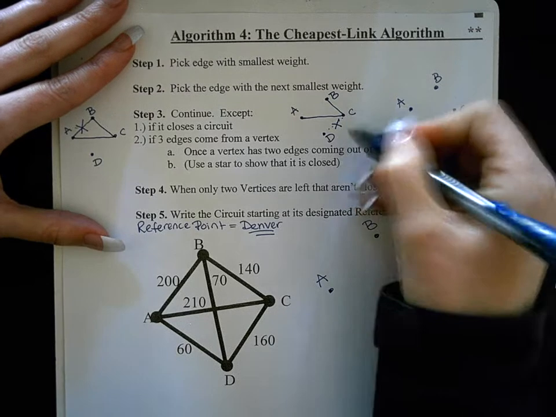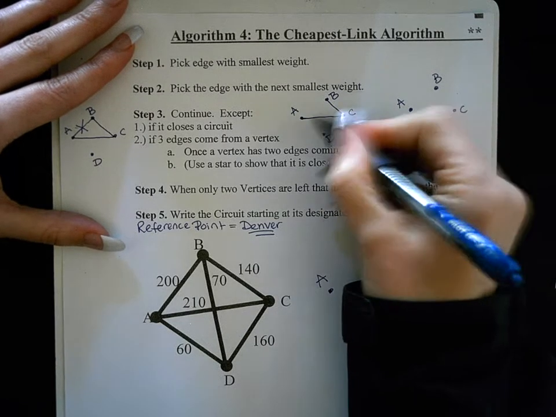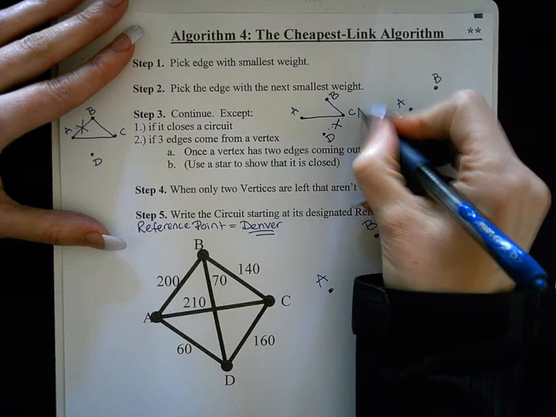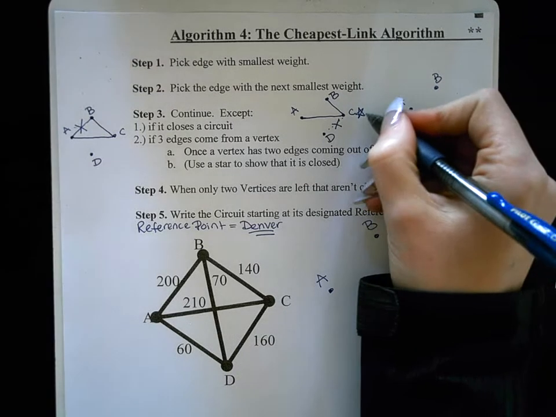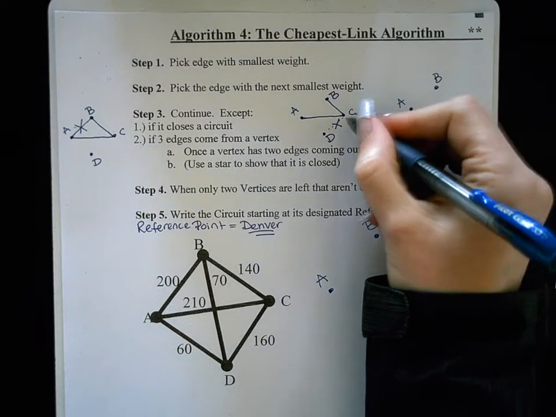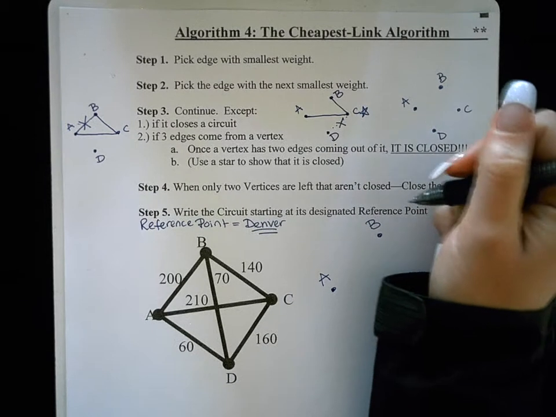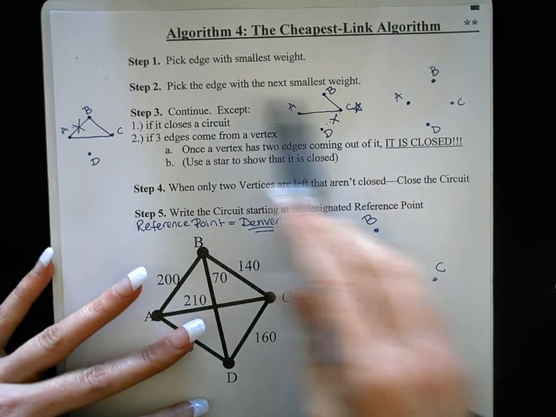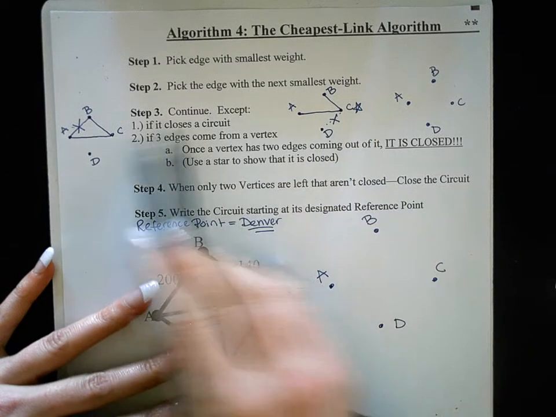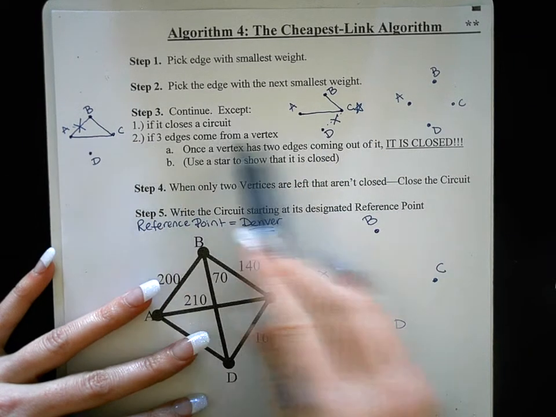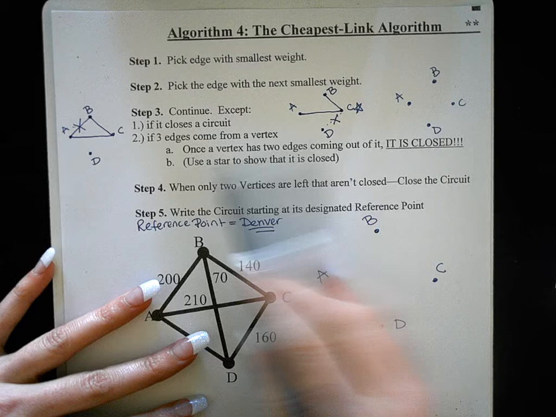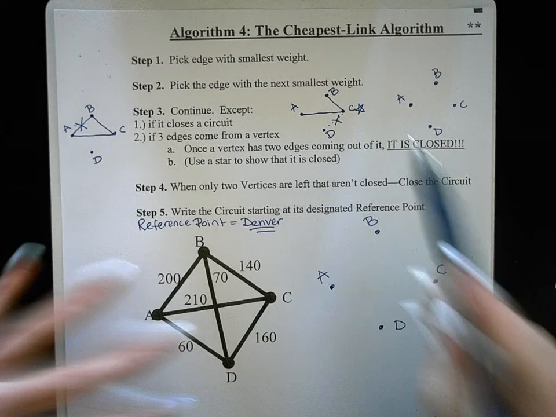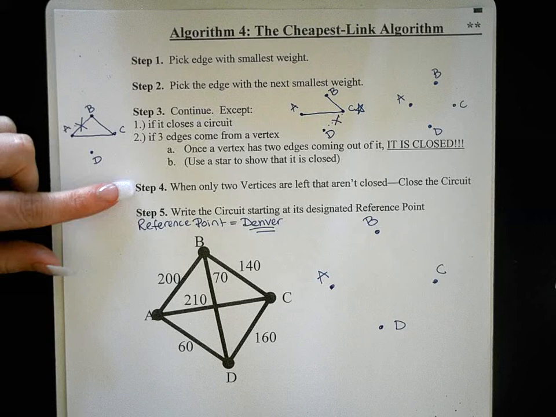So what I like to say is once we have 2 edges coming out of a vertex, I like to call that vertex closed, and I just put a star, and that just reminds me that no other edges can come out of C. So we keep picking the smallest edges unless it closes a circuit, or if there's 3 edges that come out of a vertex, we can't do that. Once a vertex has 2 edges coming out of it, it's closed. Okay, and then it goes to step 4.